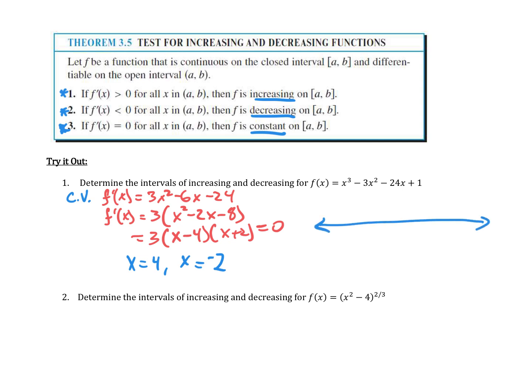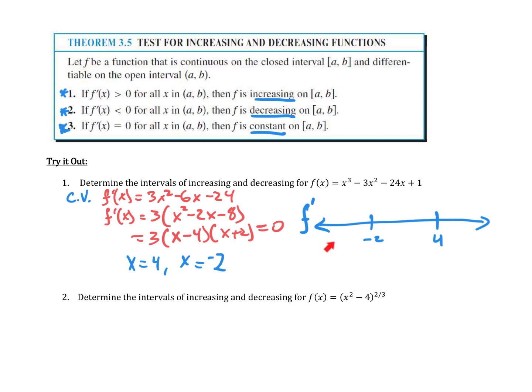Okay, and we can put our critical values on here. Now this is a number line for f prime. Number line is going to be really useful to us, so we're going to use this in a lot of different ways. It gives us a good map of what's going on. So at negative 2 and at 4, we got our special points. You don't need anything other than that.